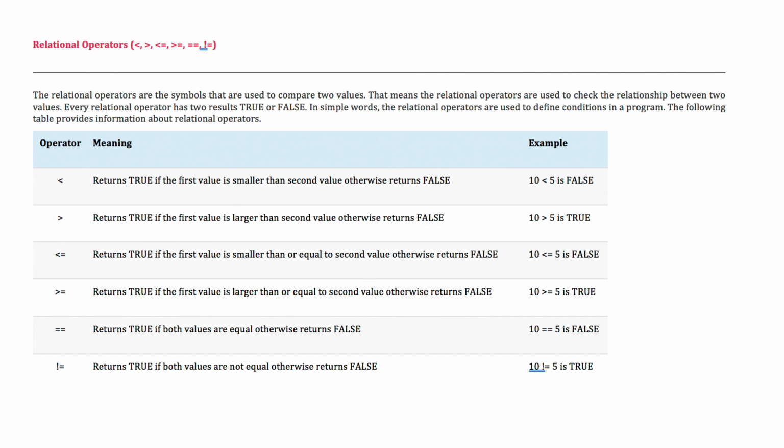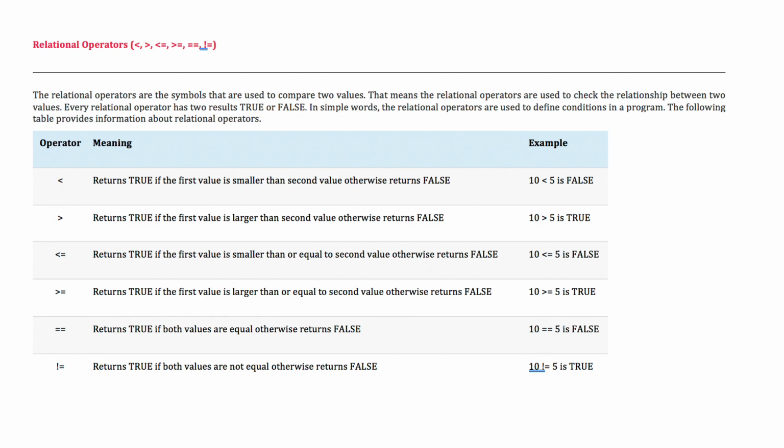Now for the relational operators, these are symbols that are used to compare two values. For example, less than, greater than, less than or equal, greater than or equal, whether it is equal or whether it is not equal. So for example, 10 less than 5 is false, 10 greater than 5 is true. These are called relational operators, and they return a true or false value. So 10 less than or equal to 5 is false, and 10 greater than or equal to 5 is true.